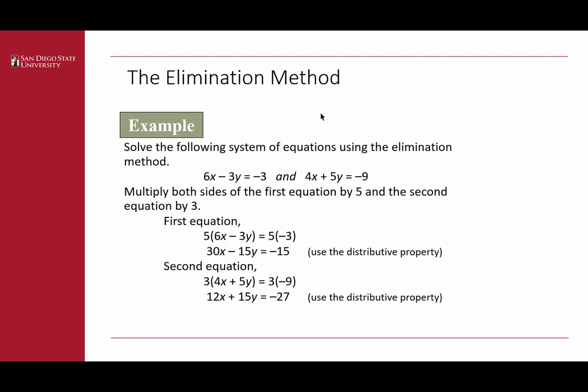The first equation, if we multiply by 5, becomes 5 times (6x minus 3y) equals 5 times minus 3, and we will get 30x minus 15y equals minus 15 if we make the distribution. The second equation becomes 3 times (4x plus 5y) equals 3 times minus 9. In the next step, we get 12x plus 15y equals minus 27.